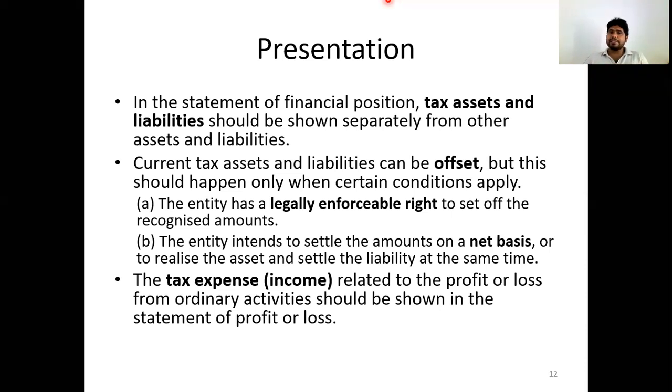Current tax assets and liabilities can be offset. At a time you can't keep deferred tax assets and deferred tax liabilities, right? You can show either deferred tax asset or deferred tax liability. Current tax assets and liabilities can be offset, but this should happen only when certain conditions apply. The entity has a legally enforceable right to set off the recognized amount, and the entity intends to settle the amount on a net basis or to realize the asset and settle the liability at the same time.